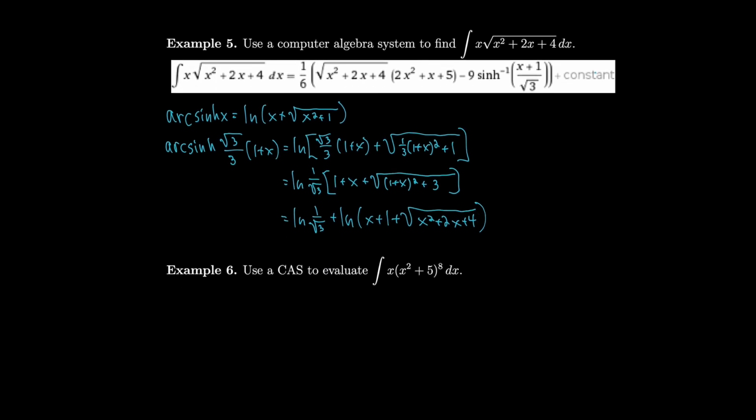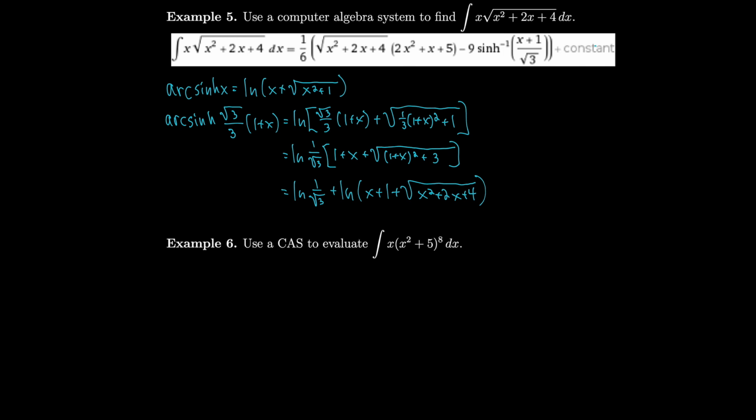So you have to be a little bit careful when using computer algebra systems to make sure that your answer is what you would expect, but is not necessarily wrong. It could just be a completely different form of the exact same answer using different identities.